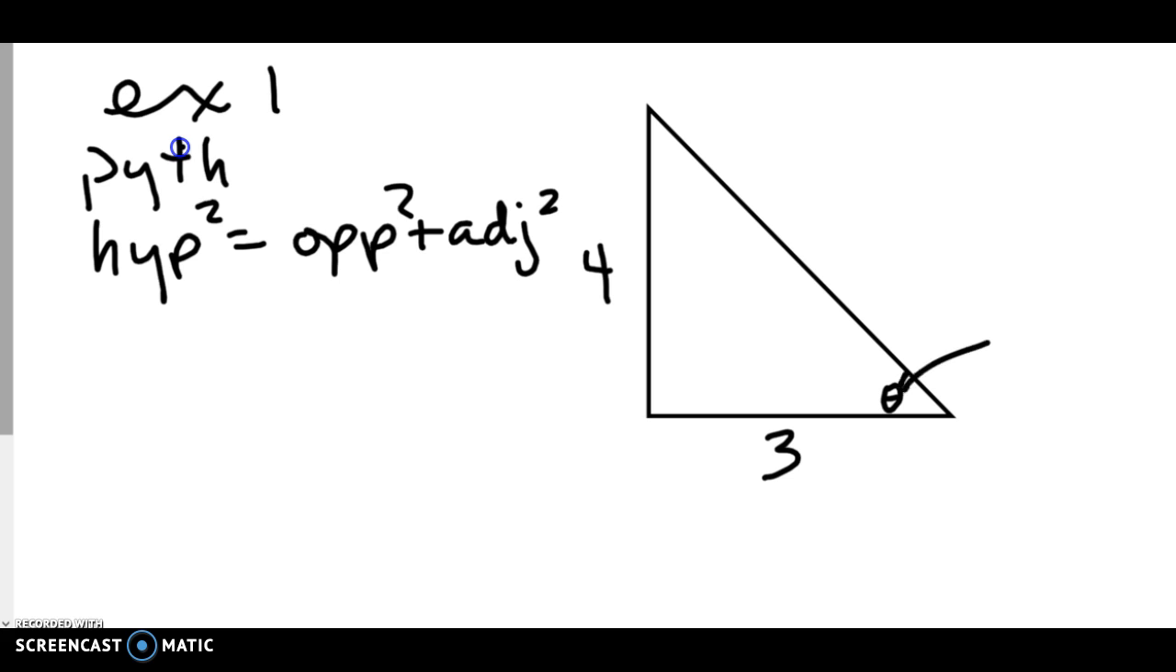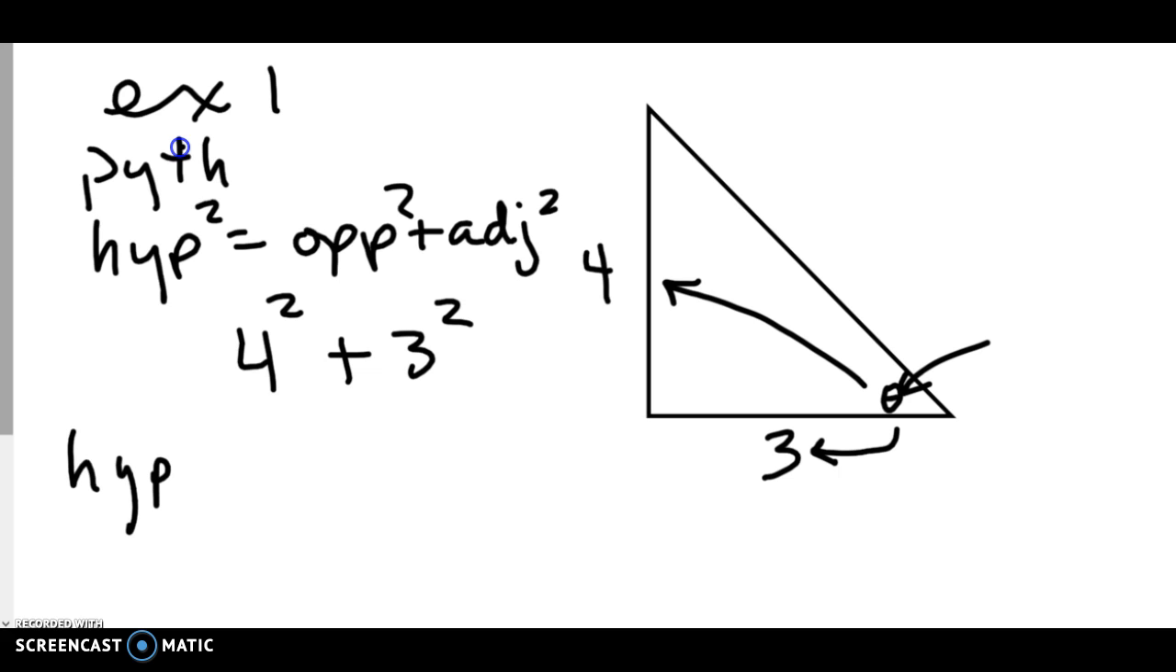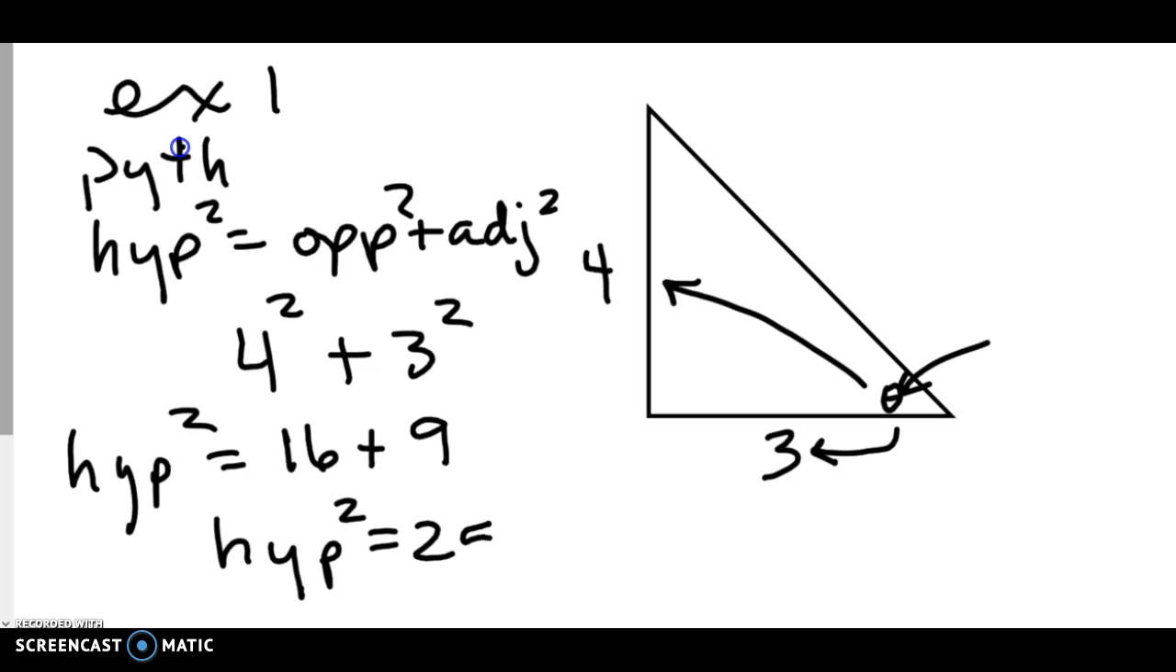So if we have our angle theta right here, the opposite side of that angle would be 4 to the 2nd power, and the adjacent side, the side next to the angle, would be 3 squared. So we can solve for our hypotenuse by looking at 16 plus 9, the hypotenuse squared, 25. The hypotenuse value, the square root of that, is 5.